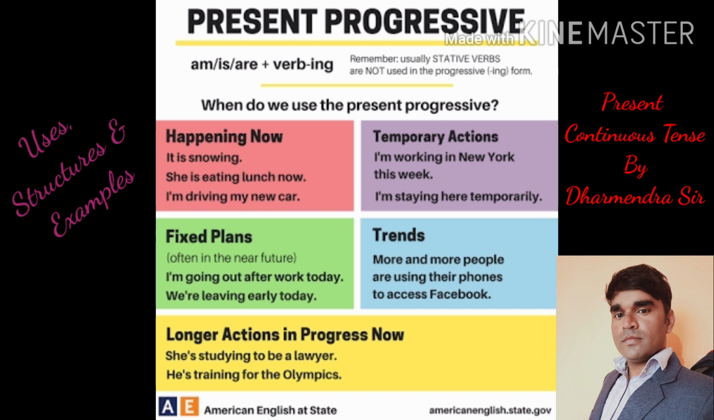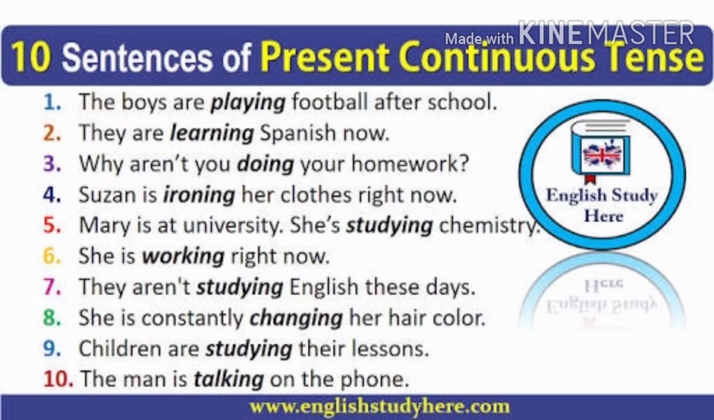Where to use this present continuous tense, right? Look at the different uses here. First of all, we make use of present continuous tense when we talk about an action which is going on at the time of speaking, right? That is the first use. Whenever you talk about any such action or activities which are going on, which are taking place at the time of speaking, then we make use of present continuous tense.